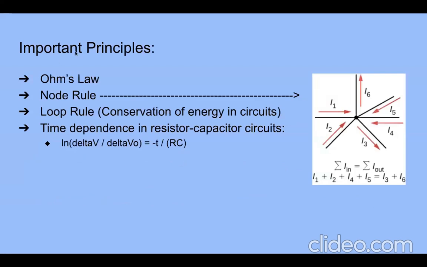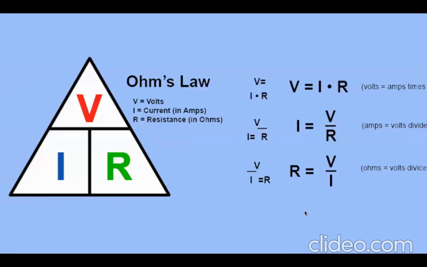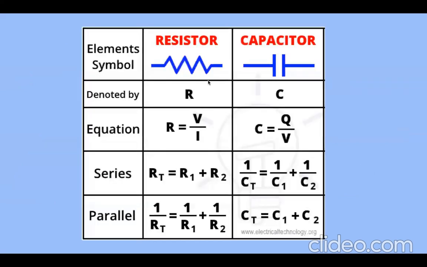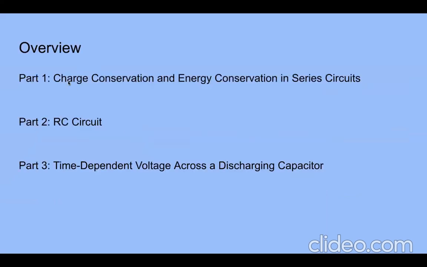And some important principles include Ohm's law, the node rule seen here, the loop rule, which is basically conservation of energy in circuits, and time dependence in resistor capacitor circuits. Here we see Ohm's law, and here we see resistor and capacitor formulas, and we see the difference of series versus parallel. So a quick overview, part 1 is charge conservation and energy conservation in series, part 2 is resistor capacitor circuits, and part 3 is time-dependent voltage across a discharging capacitor.